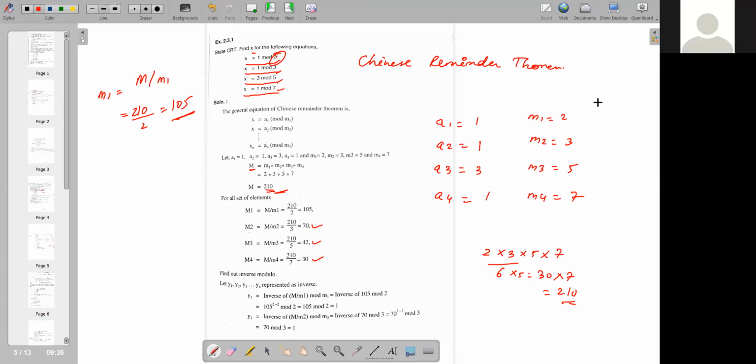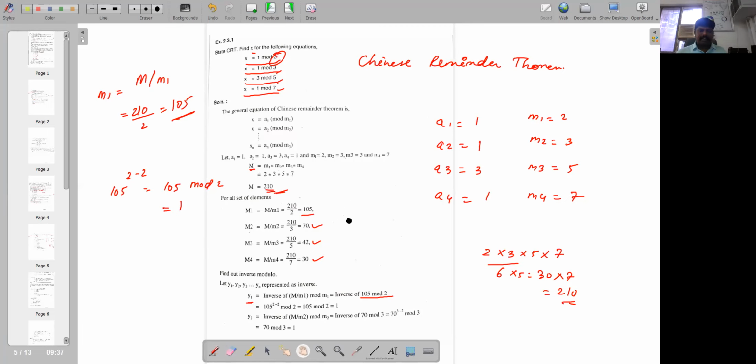No, sir. Okay. Then, in order to find the inverse modulo operations, we need the inverse of M upon m1 mod m1. That means 105 mod 2. So the inverse of capital M1, which is 105, mod 2 can be done using 105 power 2 minus 2. So here we get 105 only, and 105 mod 2 gives the remainder value 1.